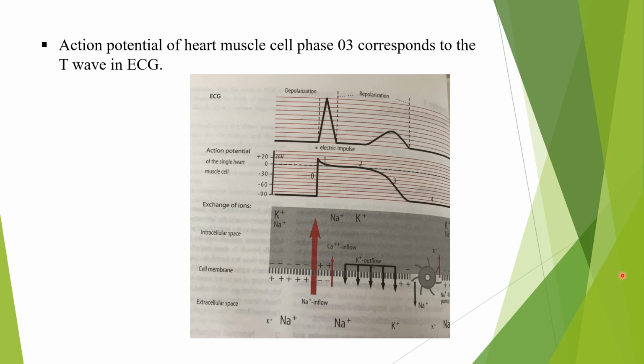Do you all remember the action potential diagram of the heart muscle cell? So, this is the action potential diagram. It contains phase 0, phase 1, phase 2, phase 3 and phase 4. Here phase 3 corresponds to the T wave in the ECG. During phase 3, the action potential slowly returns to its polarized state, mainly based on outflow of potassium ions transported from the cell to the extracellular space.